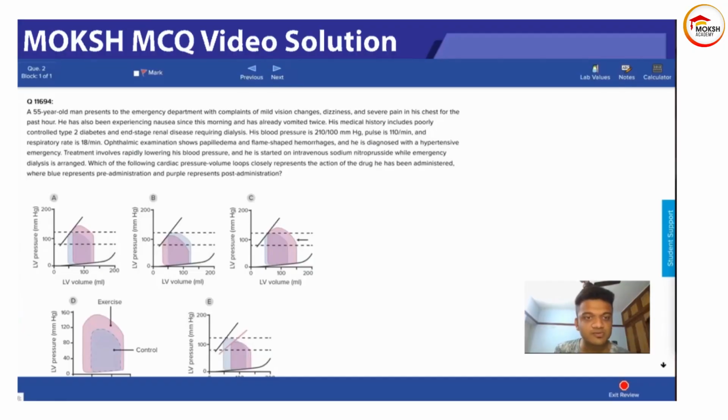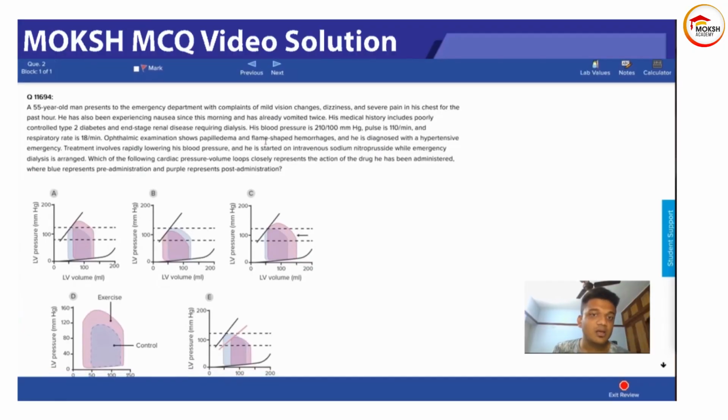Okay, this question, B is the correct answer here. Why? They are basically asking what will be the change in cardiac pressure-volume loops by the drug. It has nothing to do with the condition of this patient right now. It is just asking which of the following is the PV loop change by the given drug. So always read the last line first. That will save your time.